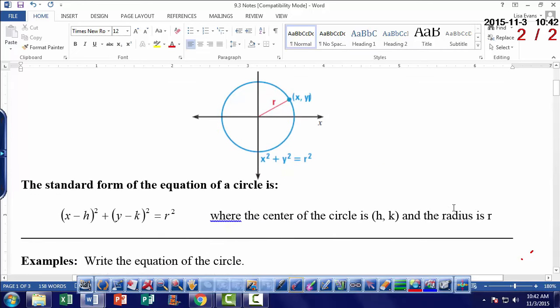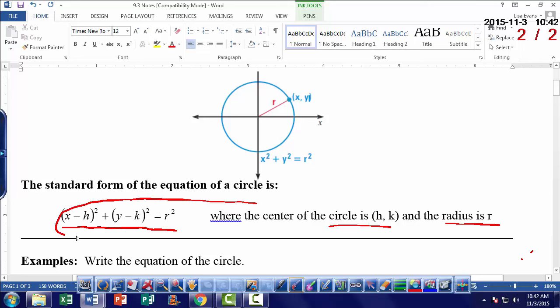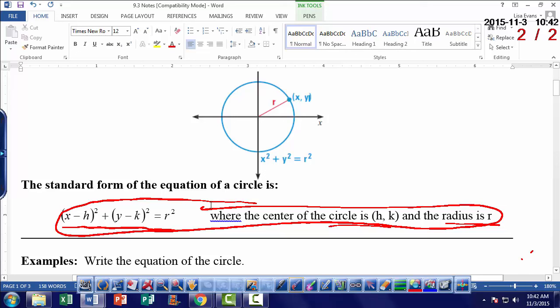The standard form of the equation of a circle is (x minus h) squared plus (y minus k) squared equals r squared, where the center of the circle is (h, k) and the radius is r. You will need to memorize this equation and this information. So what I would like you to do is every time you do a problem, you write it down so that it'll be stuck in your head.